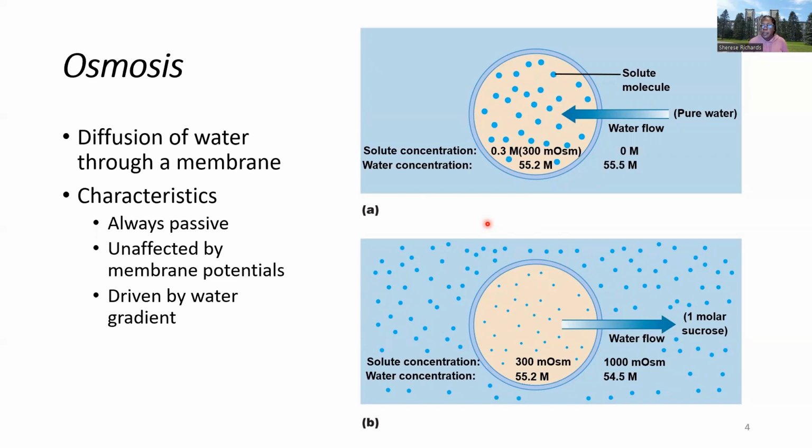So remember, we talked about the membrane potential. Inside of the cell is negative, outside of the cell is positive. That doesn't matter when we talk about water movement. Always it's going to be driven by the concentration gradient. And in order for us to think about the concentration gradient of water, it's important for us to think about where the solutes are, right?